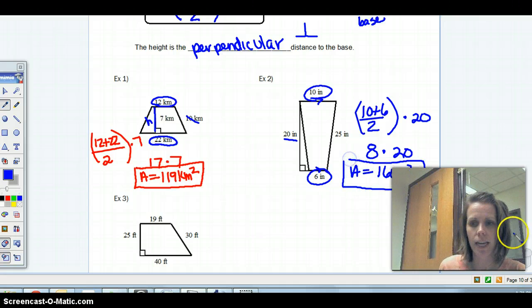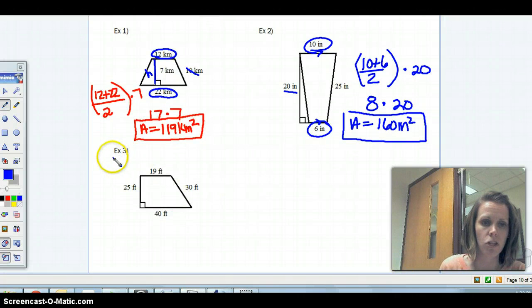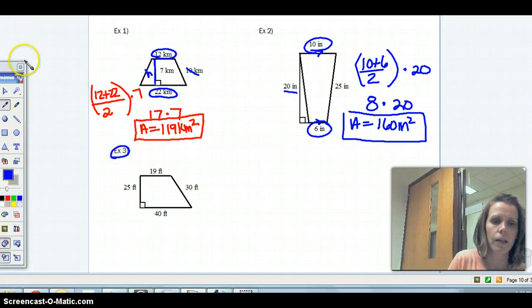All right, go ahead and try example number 3 on your own. You're going to look for your area of this shape. Go ahead and pause and try it.